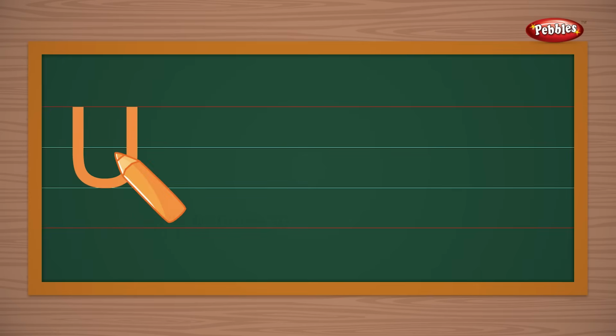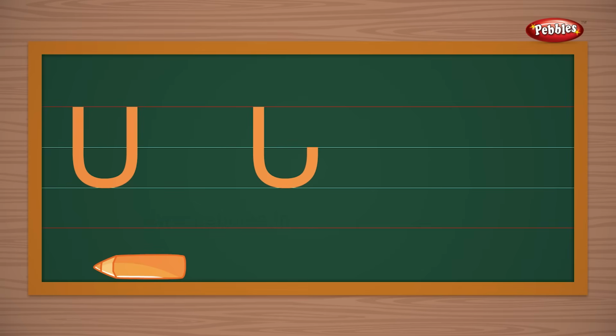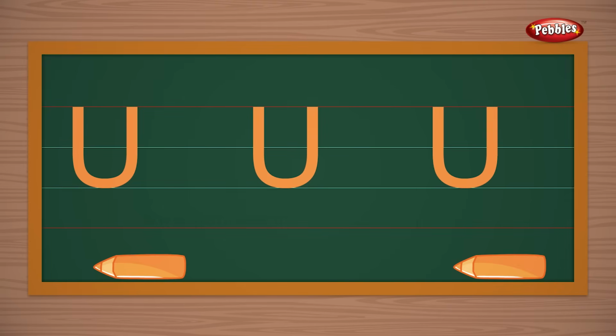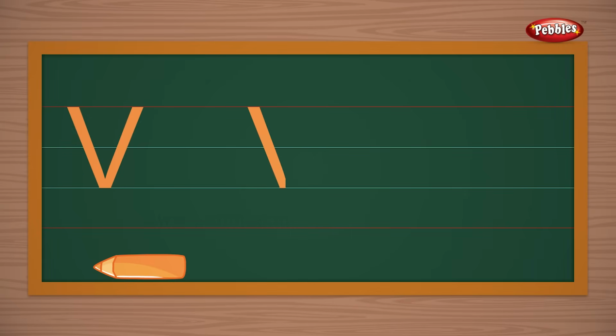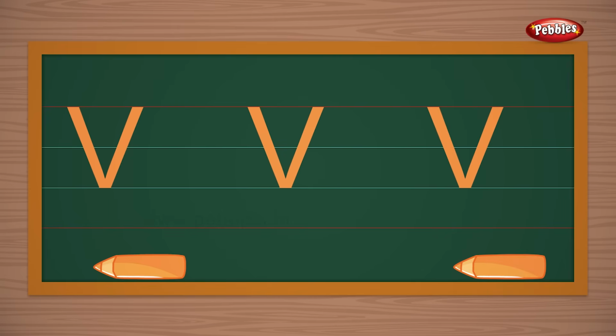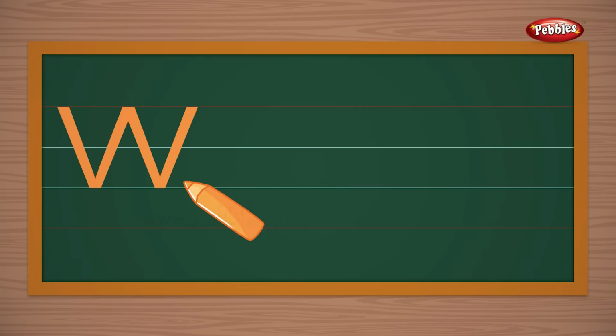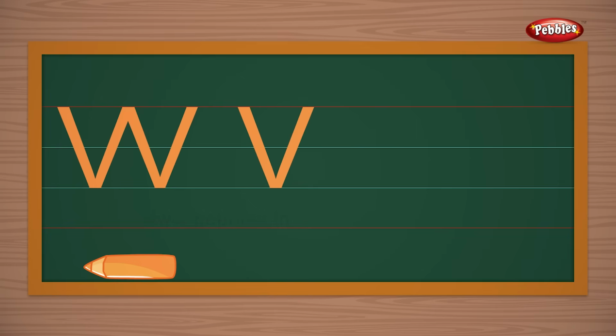U. Standing line, curve, one more standing line makes U. V. A cross line, another cross line makes V. Now it's time to write W. When we join two V's together, it makes a W.